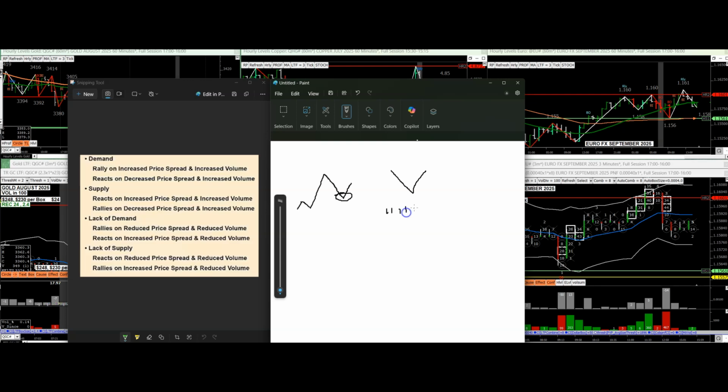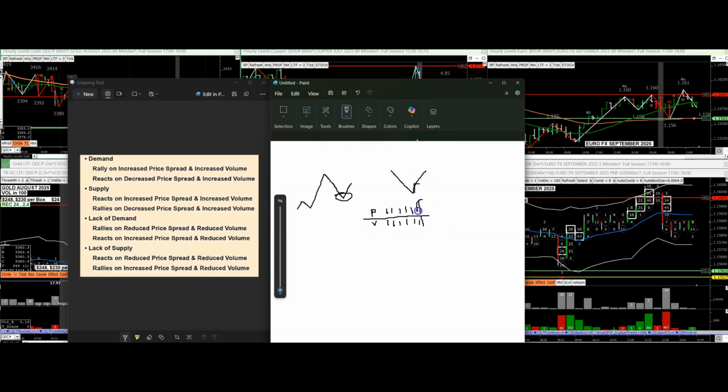So let's just say this is the spread, and this is the volume bars. So you have volume here, you have price. Where it says price, it would be the distance or the spread or the height of the bar from high to low. So you see that on the right hand side of the pivot, we have a bar that increases in both price and volume.